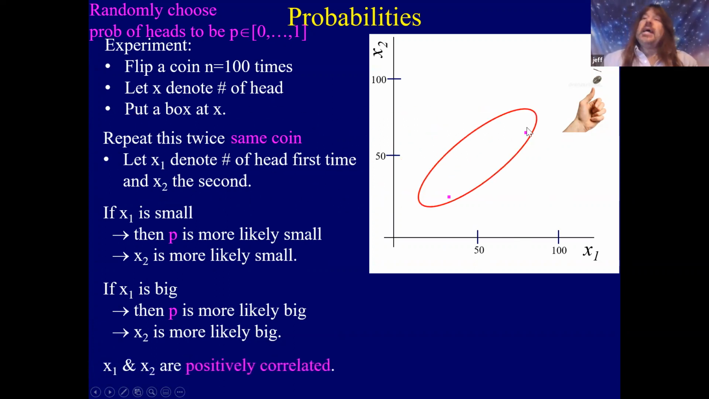And so every time we do this experiment, we get a new P, we flip the coin 100 times once, and we do the 100 flips twice. If you plotted them, they would probably lie along some diagonal like that. The reason is that the value of x1 and the value of x2 are correlated, right? When one tends to be big, the other tends to be big as well. Does that make sense?